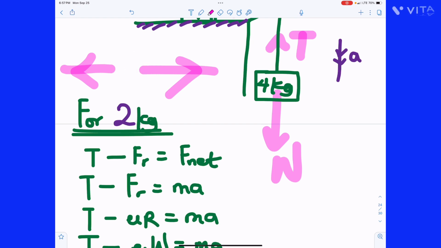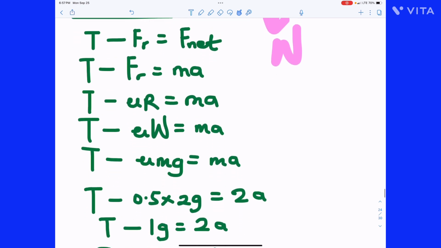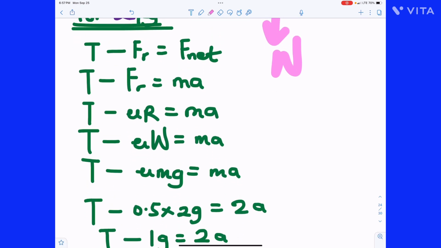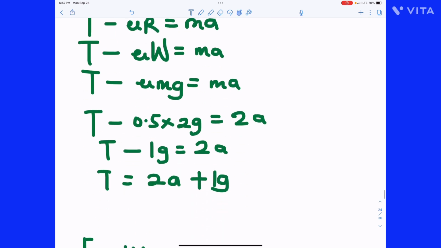But since it ended up moving to the right, it means tension overcame the frictional force. So T minus Fr is equal to the net force, which is ma. Are you listening, senior? So that gives me what? Fr is mu R, frictional force is mu R or mu W. W is mg. So it means tension minus what?